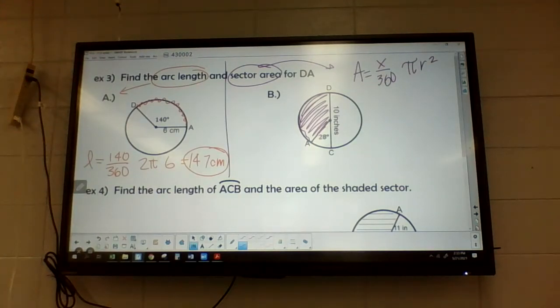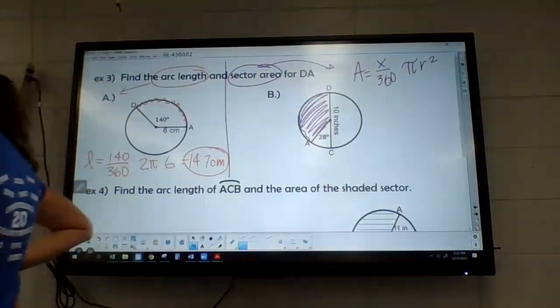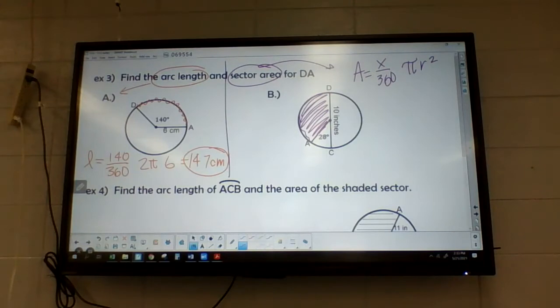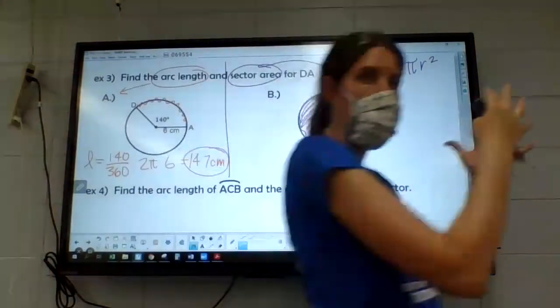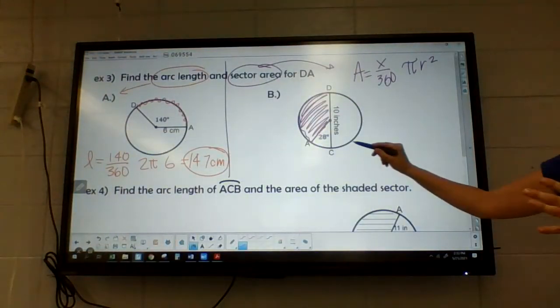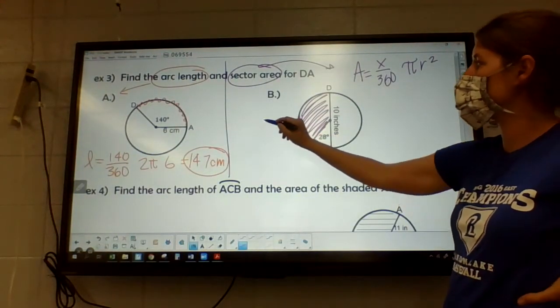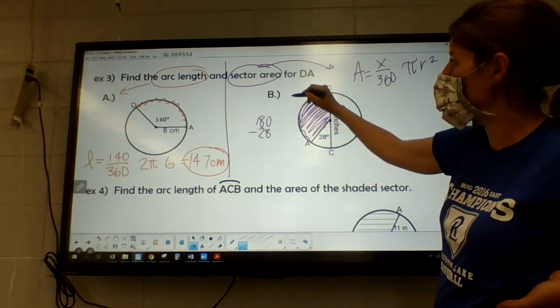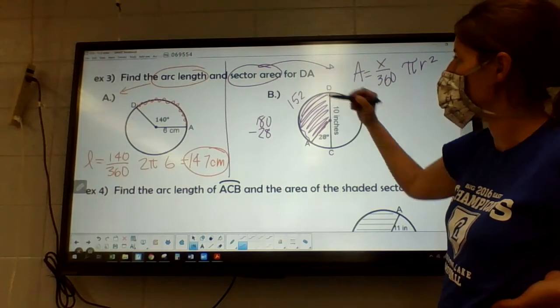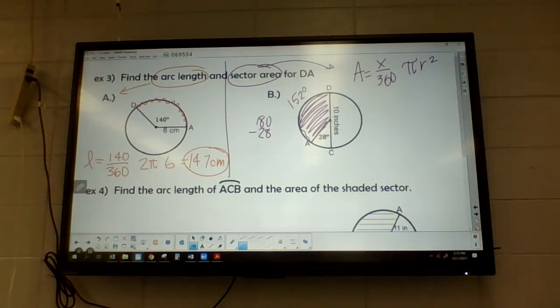But what's my angle this time? It's not 28. Oh. How'd you get that? 180 minus 28. All right, so all the way around is 180, right? That's half of a circle, it's a straight line. So that means we have to figure out that angle by taking 180 and subtracting 28. So we get 152 for this angle. 152 degrees is that big angle.